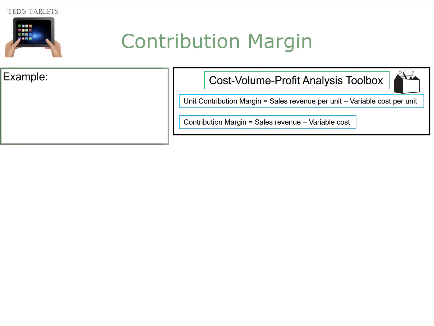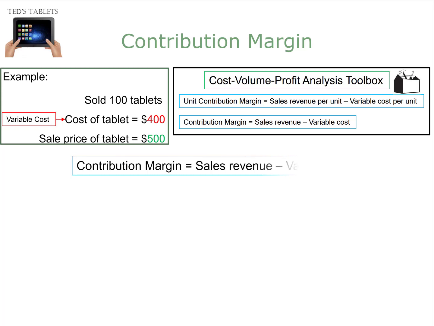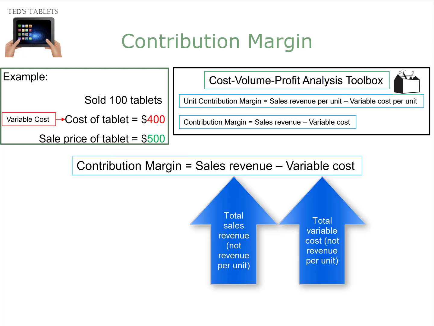So let's try an example. Let's say Ted's tablets sold 100 tablets. Each tablet cost Ted $100 to make. Before we move on, what type of cost is the tablet? It's a variable cost. Moving on, let's say Ted sold the tablets for $500 each. What is the contribution margin? Notice it's asking for contribution margin, not unit contribution margin.